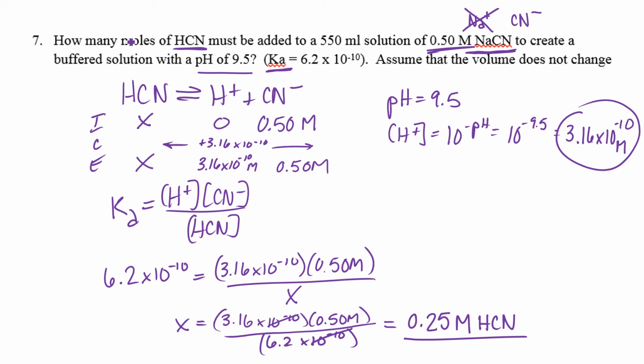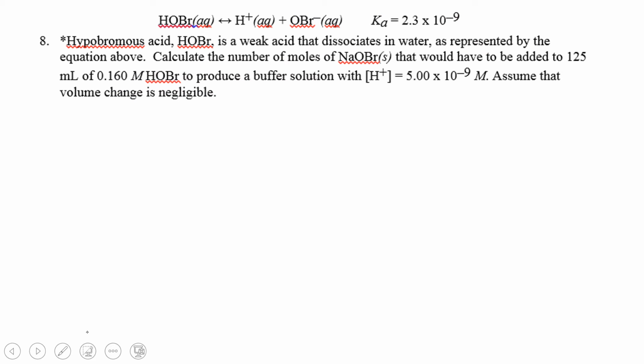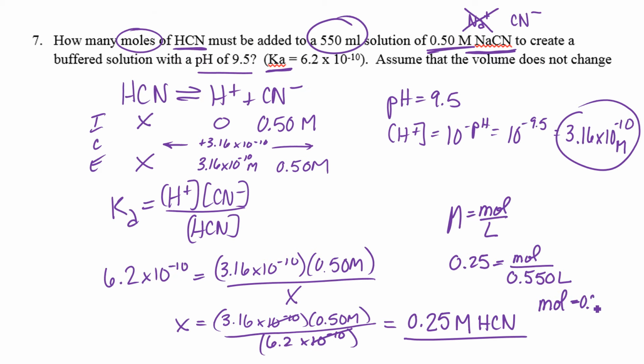But the problem asked how many moles. Okay, well, I know that molarity is moles per liter, and I know that I want my molarity to be 0.25. So my volume is 0.55 liters, right there, 550 mL. So to find moles, I would take 0.25 times 0.55. So your answer is 0.14 moles of HCN.